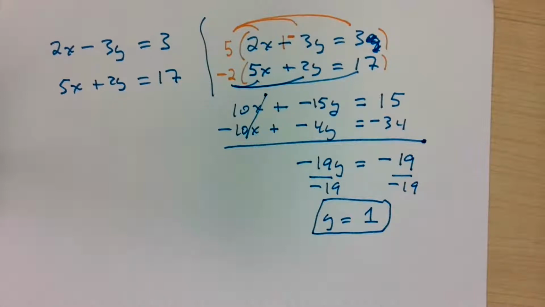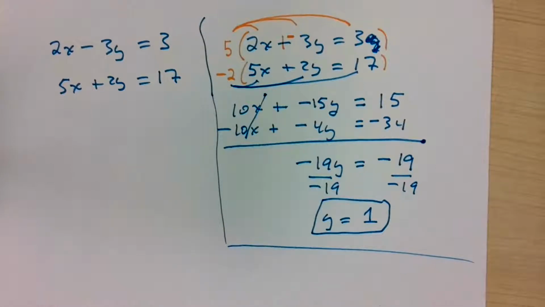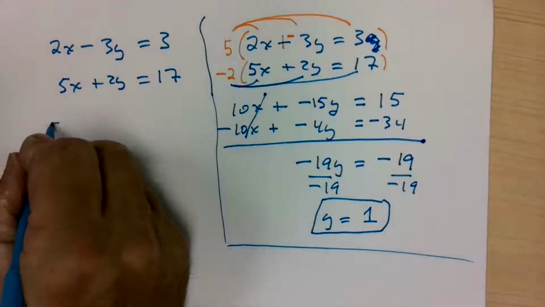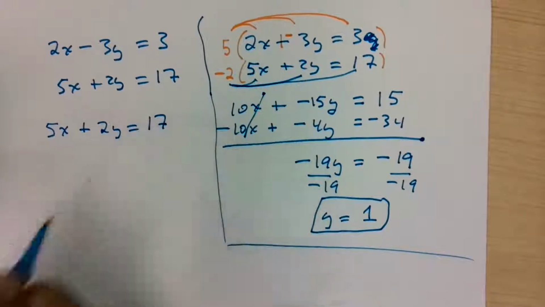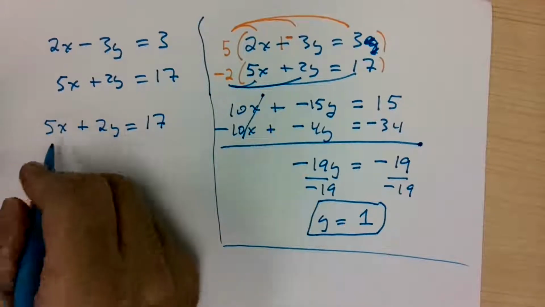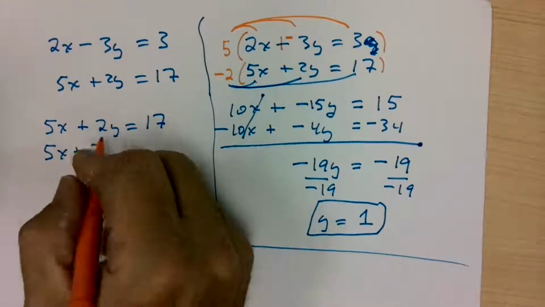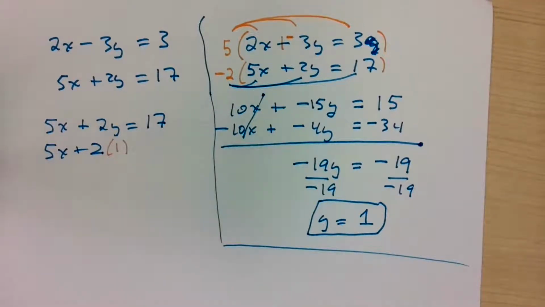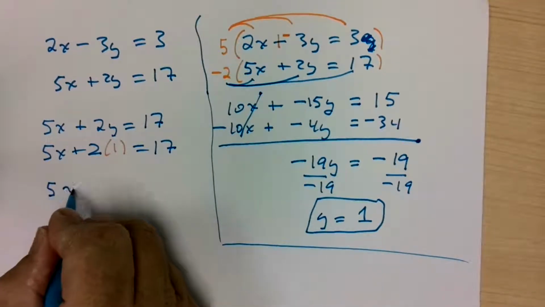Now it's relatively easy to solve for x. If I get a nice number that is not a fraction, I usually just plug that in to find the other value. So pick your favorites of these two. Maybe I'll pick the second equation, 5x plus 2y is 17. I'm going to plug y equals 1 in for y here. So it will be 5x plus 2 times 1 equals 17.